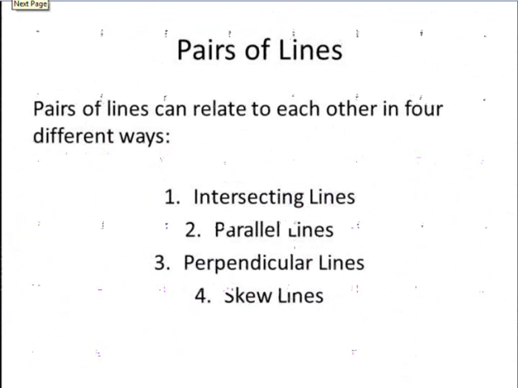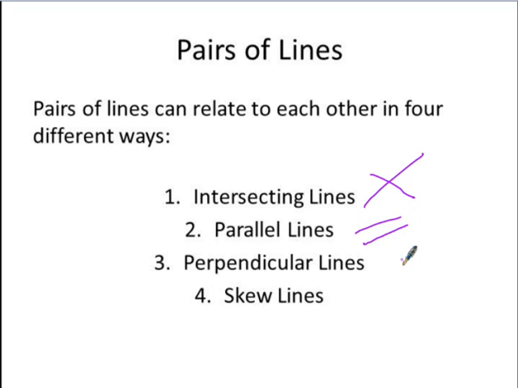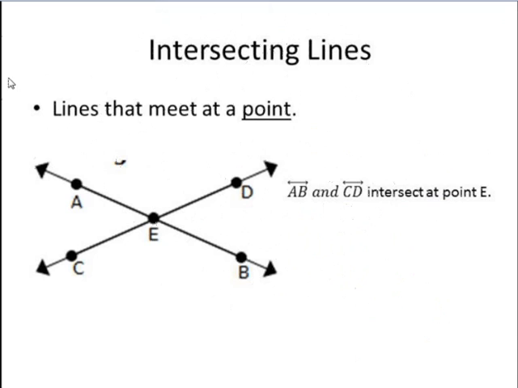All right, moving on. Pairs of lines. Pairs of lines can relate to each other in 4 different ways. Okay, you need to fill in these blanks. The lines can intersect. Okay, lines can be parallel. Lines can be perpendicular. Okay, or lines can be skew, which is tough to draw without having a 3-dimensional shape. So we'll look at that in just a second. All right, so intersecting, parallel, perpendicular, or skew.